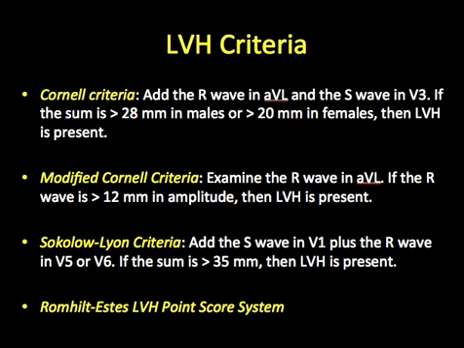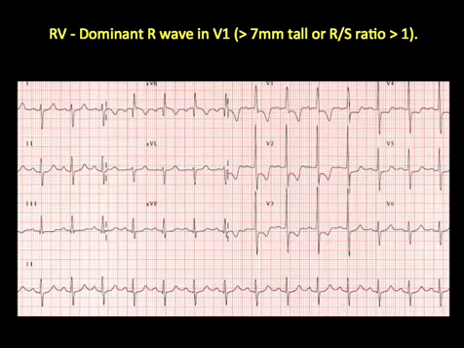There are different criterias. We have used this one. If you want to remember the names, you are free to do that. But remember, this is the most commonly used criteria, the Sokolow-Lyon criteria, the most commonly used criteria. Okay, let's go on to the right ventricle.